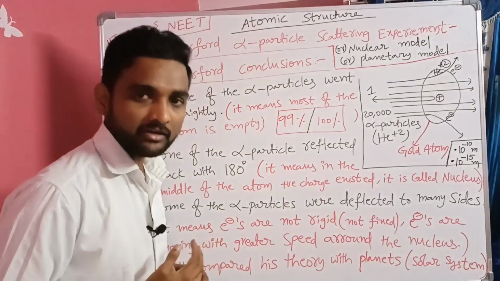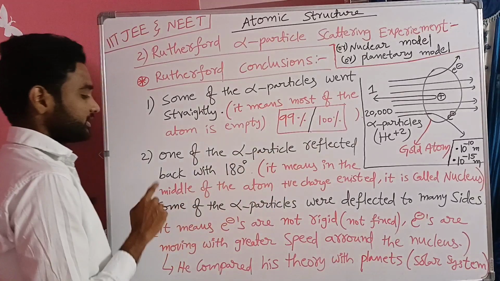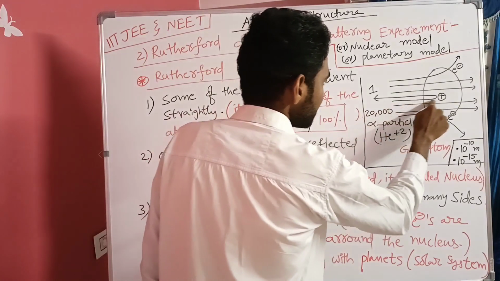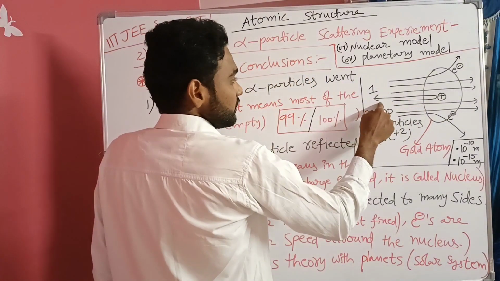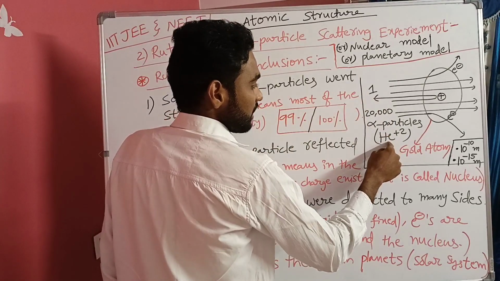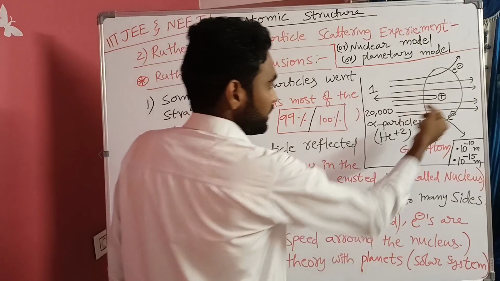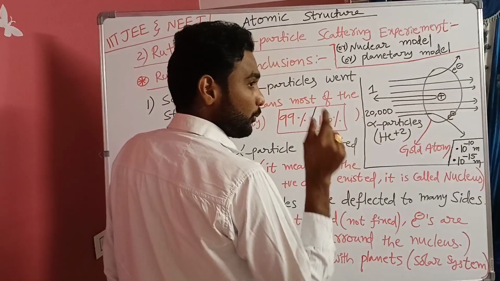Okay, next, the second conclusion is that one of the alpha particles reflected back at 180 degrees. Why did it reflect? We are sending He2+ alpha particles. It struck something in the middle and reflected back. What is that something? That something should have a positive charge.